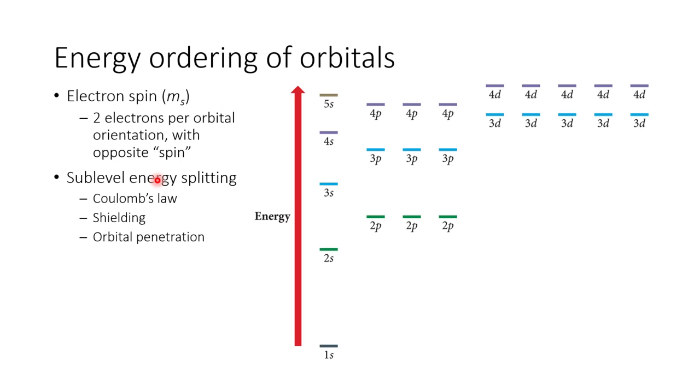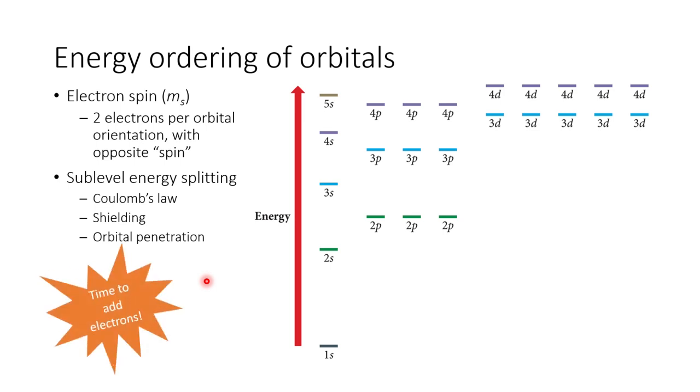We have electron spin, which dictates that there are only 2 electrons per orbital sublevel, because no 2 electrons can have the same 4 quantum numbers, and this sublevel energy splitting is a result of Coulomb's law, shielding, and orbital penetration. Again, if these are unfamiliar to you, you'll want to go back and review the first half of this video.